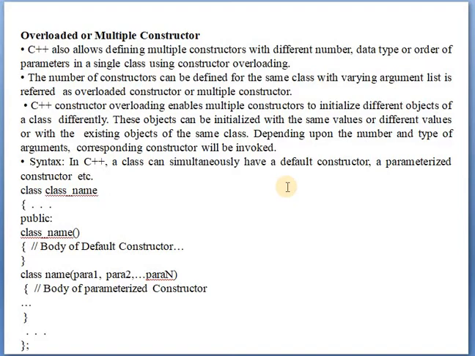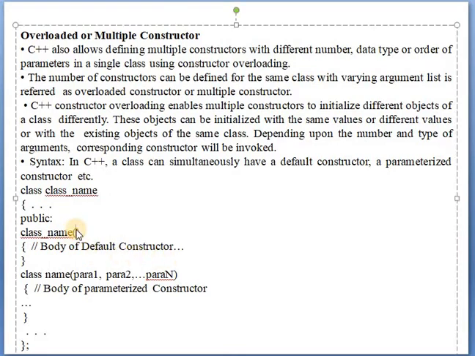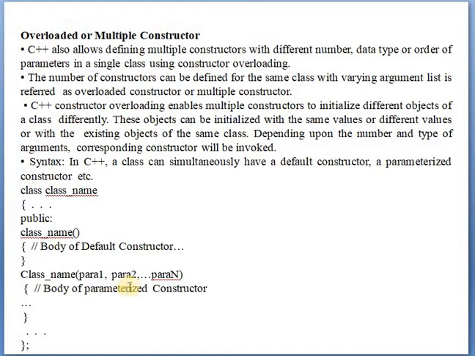Now we will see the syntax for the parameterized constructor. So class, here class name is the name of the class, public class name is a constructor, body of the default constructor. This is a default constructor, so there is no argument or parameter. Now this is the class name, okay, this is the parameterized constructor and it has parameter 1, parameter 2 and parameter n. So this is the body of the parameterized constructor.